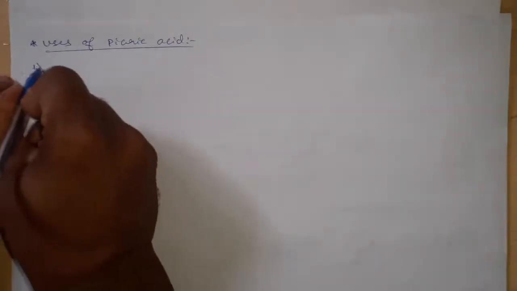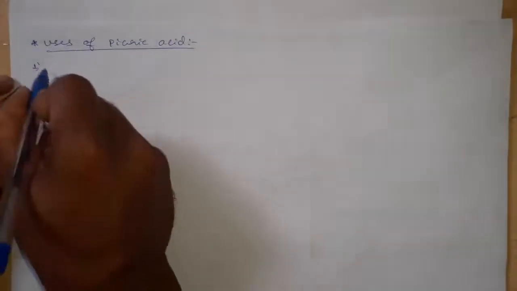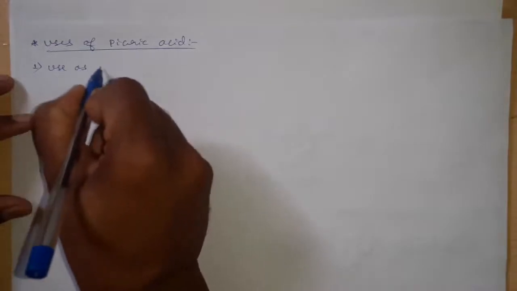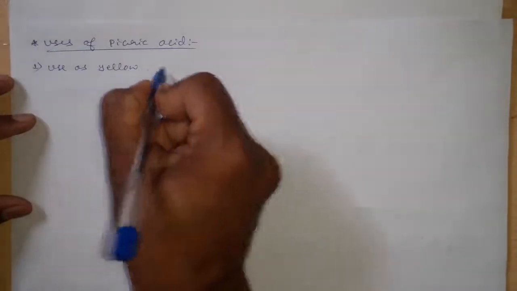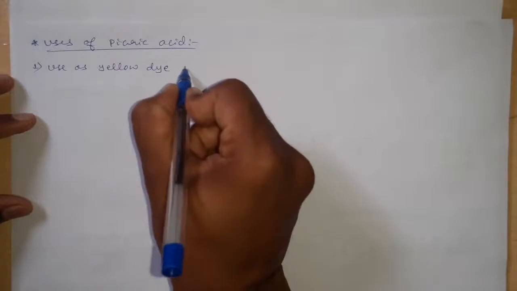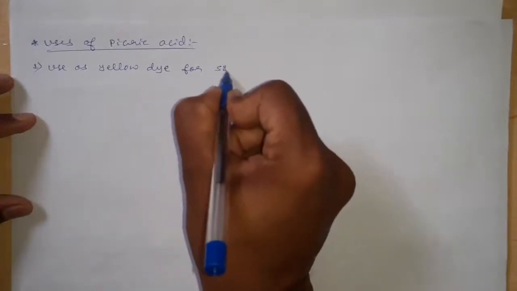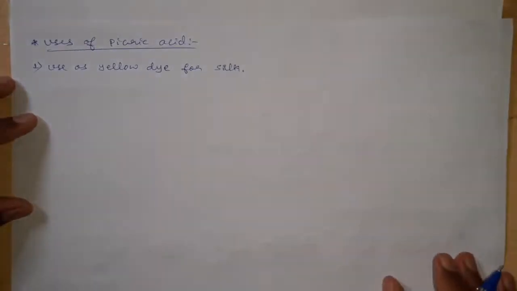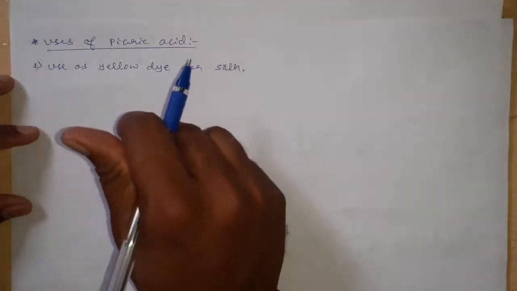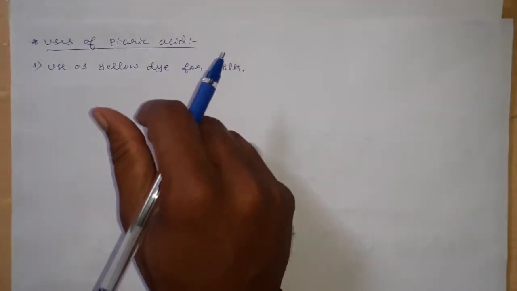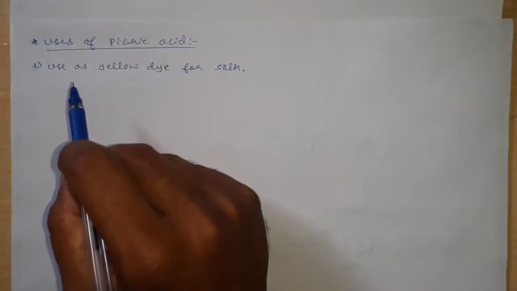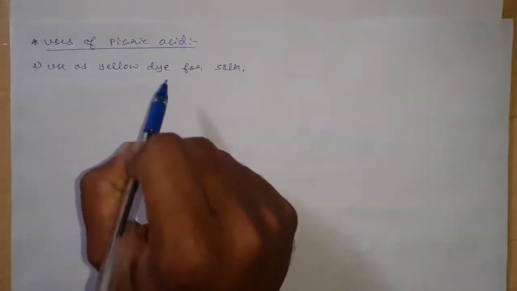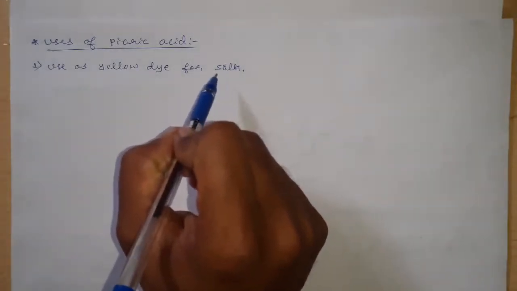The first use of this picric acid is that we can use it as a yellow dye for silk. Picric acid is yellowish in color, and it can be used as a yellow dye for silk, meaning in the silk industry.